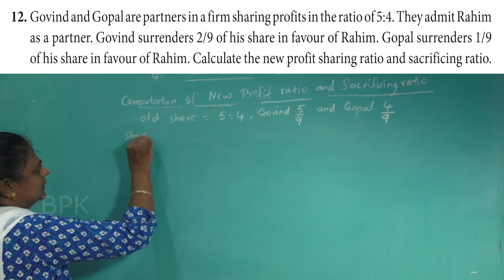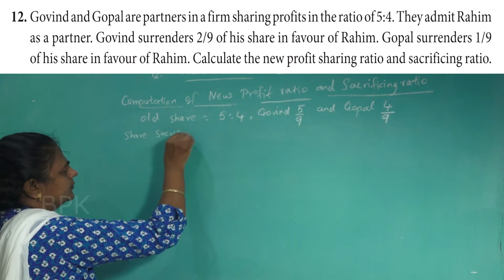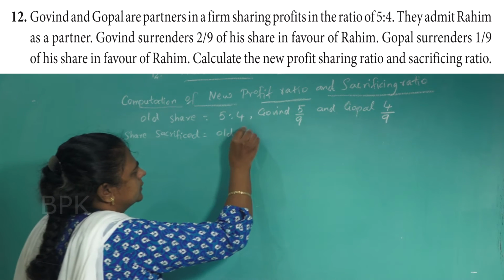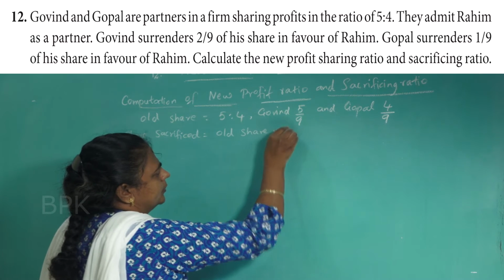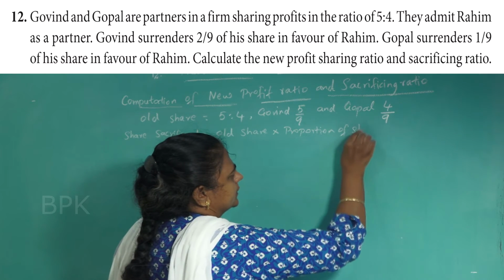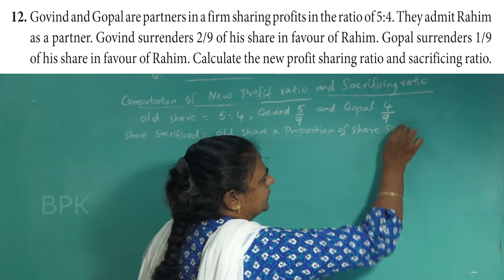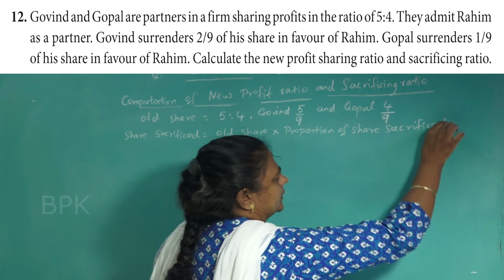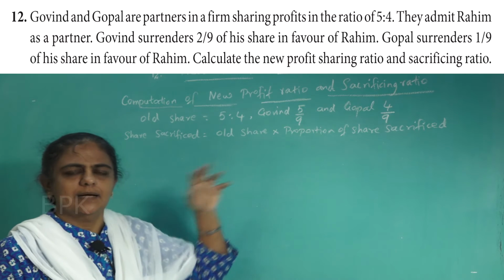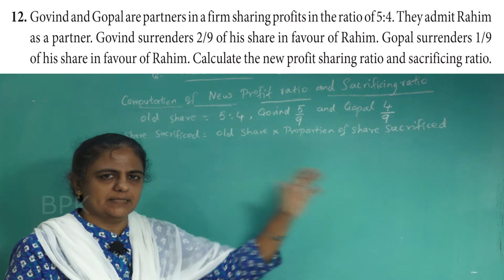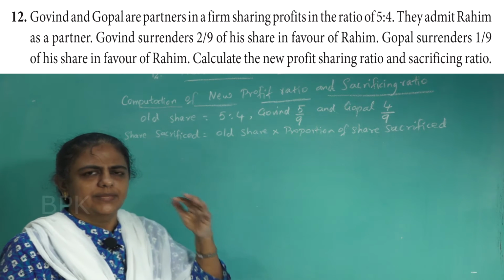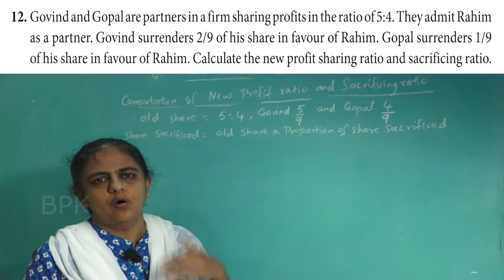Share sacrificed is equal to old share into proportion of share sacrificed. See, the previous sum is different and this is totally different. There the sacrifice was given, so we just subtracted old minus sacrifice. But here you have to calculate the sacrifice. Why? Because it is given, they are sacrificing 'of', the word 'of' is given.